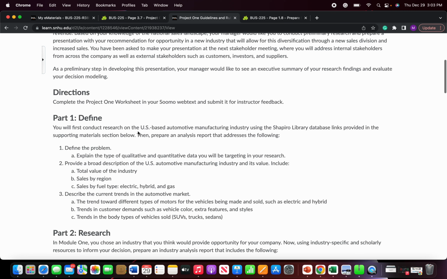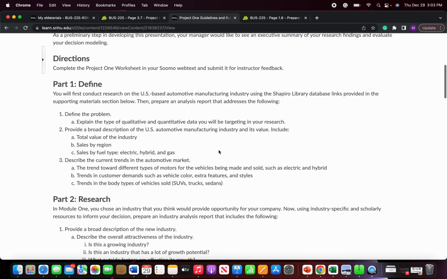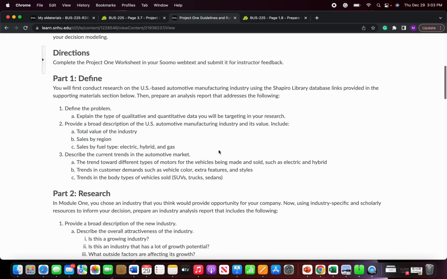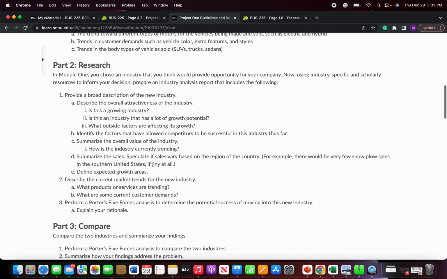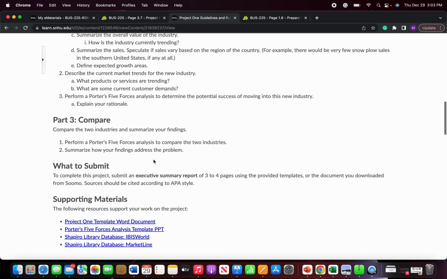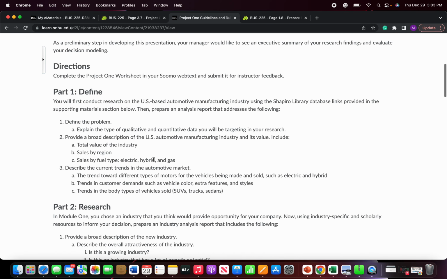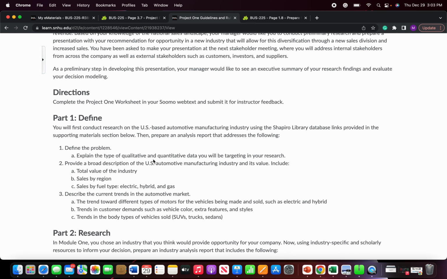So you're going to complete the Project 1 worksheet in your Sumo web text, and you're going to submit it to me for feedback. So it's built out this way as far as defining what's happening and then researching what's going on in the industries and then comparing the two industries. So you're building it out into these three main categories.